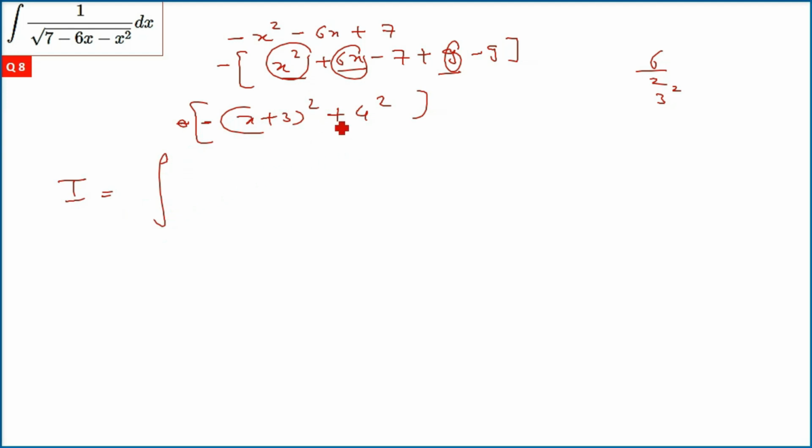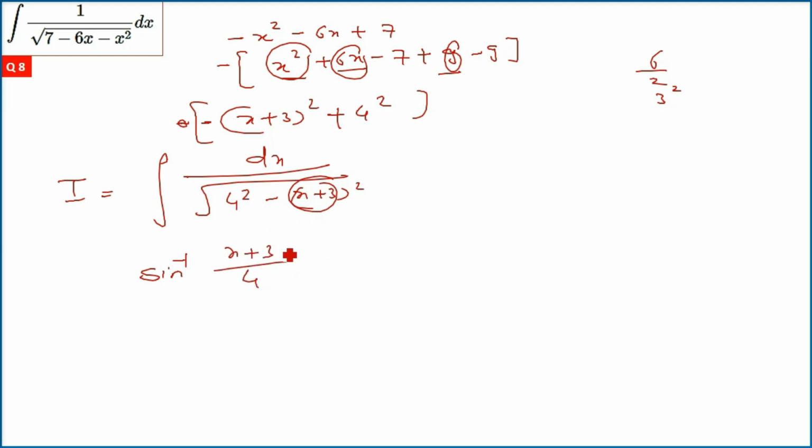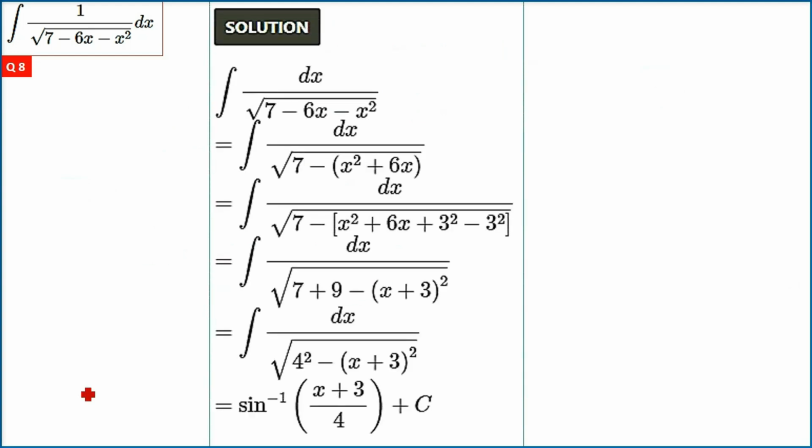So integration of dx divided by under root 4 square minus x plus 3 whole square. Now we have the direct formula, sin inverse x by a, if you remember. So this will be sin inverse of x plus 3 divided by 4, and that is a very straightforward result. We don't have to do any extra work here. So this is your final result. Now this is the way you are going to go about it. Just write in English language wherever you want.